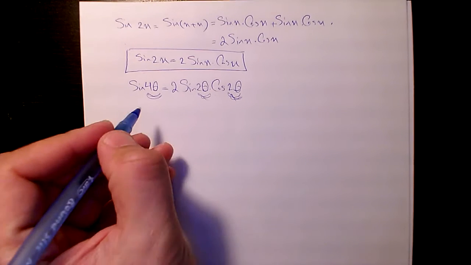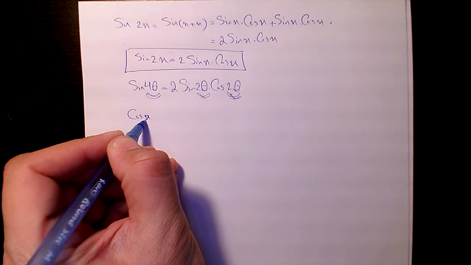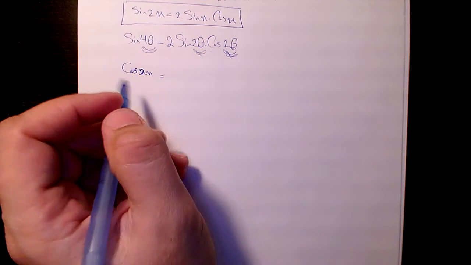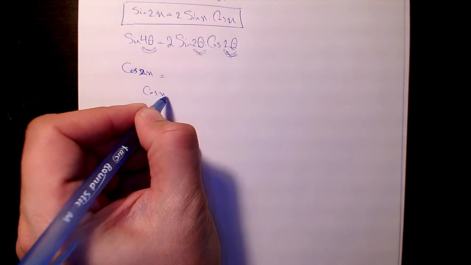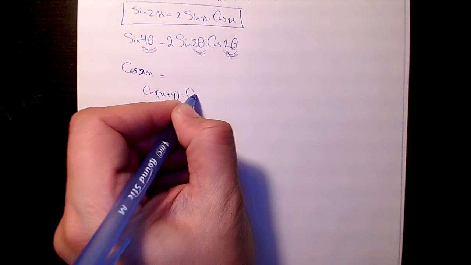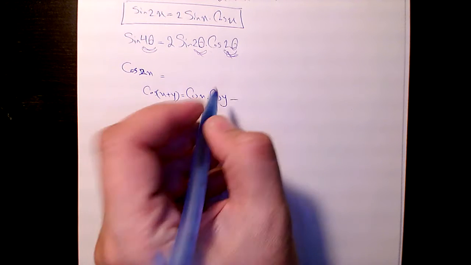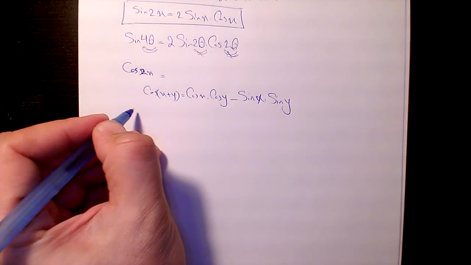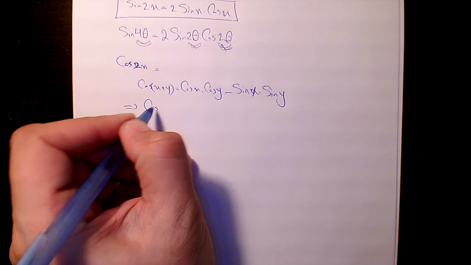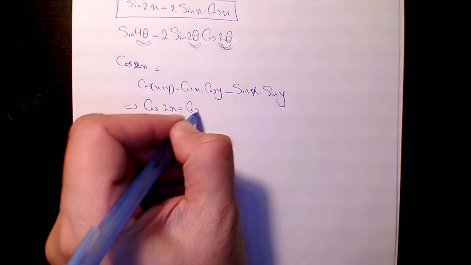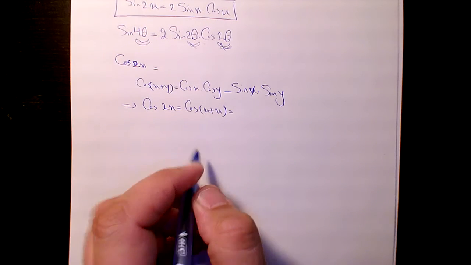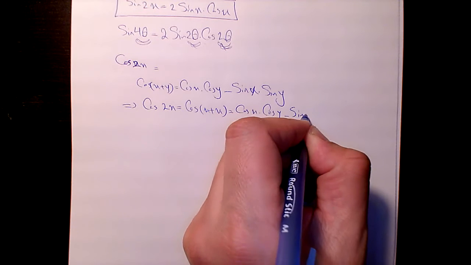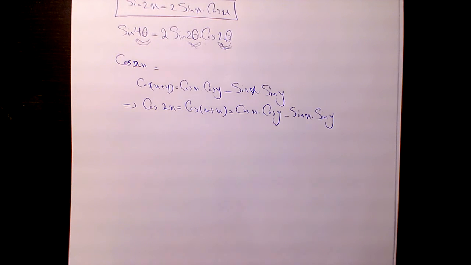Okay, in this video I want to talk about cosine 2x or cosine 2 theta. So if you remember, we had cosine x plus y will be equal to cosine x times cosine y minus sine x times sine y. So I can say cosine 2x will be equal to cosine x plus x. So it will be cosine x times cosine y minus sine x times sine y.